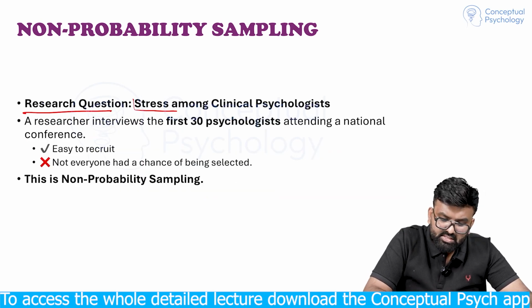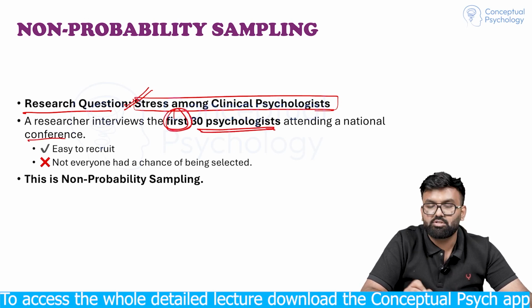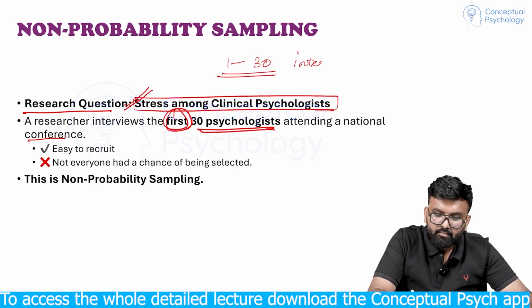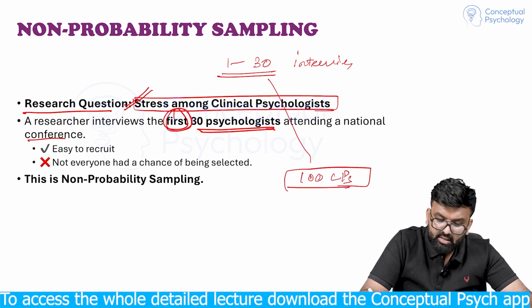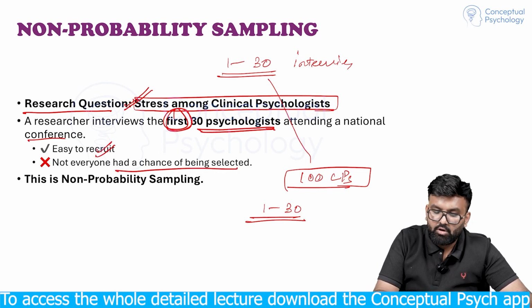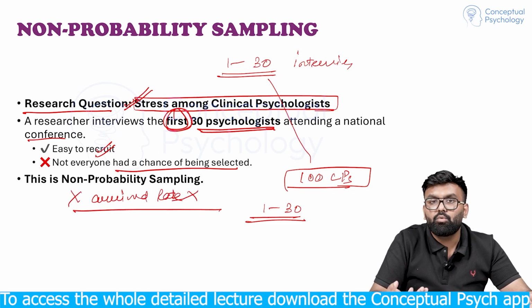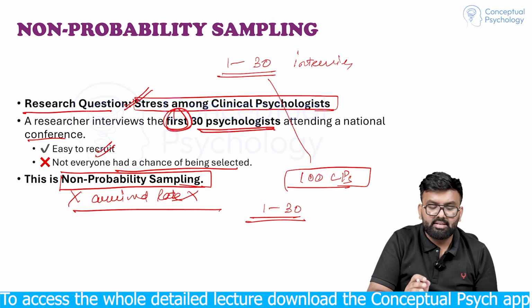Research question: stress among clinical psychologists. Suppose we have to understand the stress among clinical psychologists. A researcher interviews the first 30 psychologists attending a national conference. उन्होंने बस जो पहले 30 लोग थे उन्हीं को इंटरव्यू किया. There might be hundreds of clinical psychologists sitting in the conference, but they only selected those people whom they met, like the first 30. So they were easy to recruit. Not everyone had a chance of being selected. Those who arrived late were systematically excluded from being selected. This is a non-probability procedure of sampling, a non-probability sampling technique.